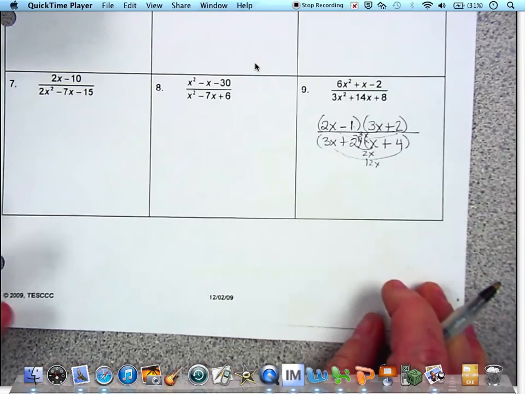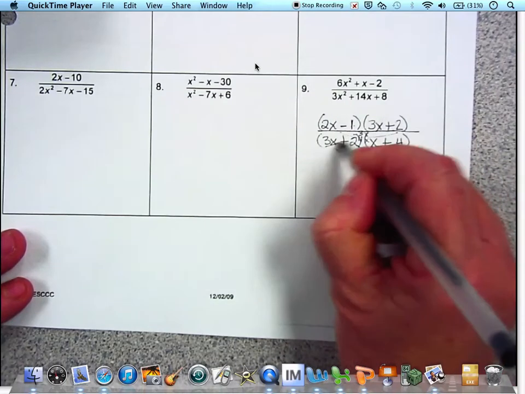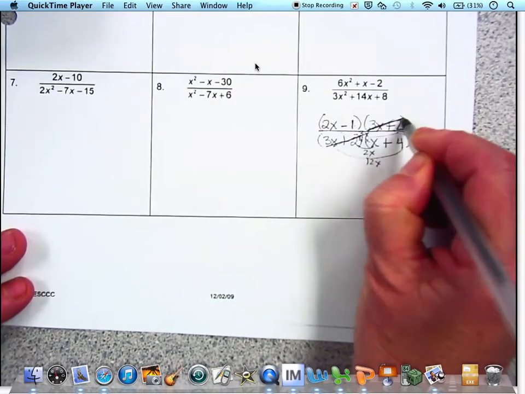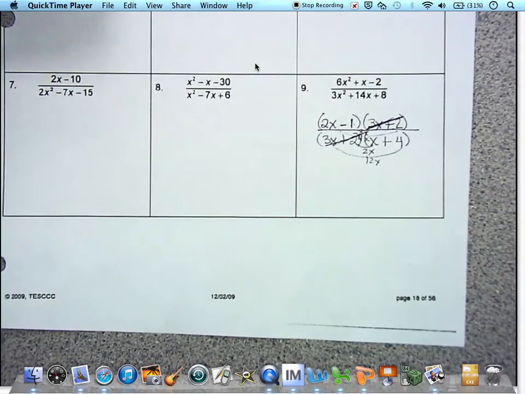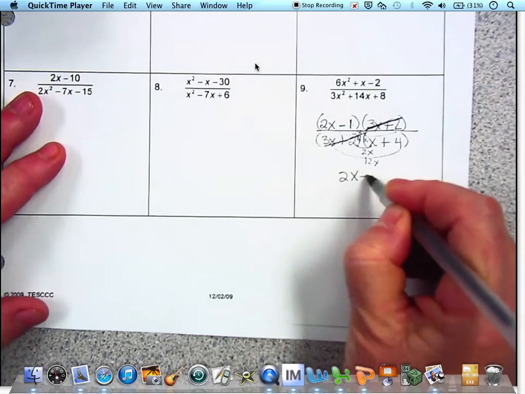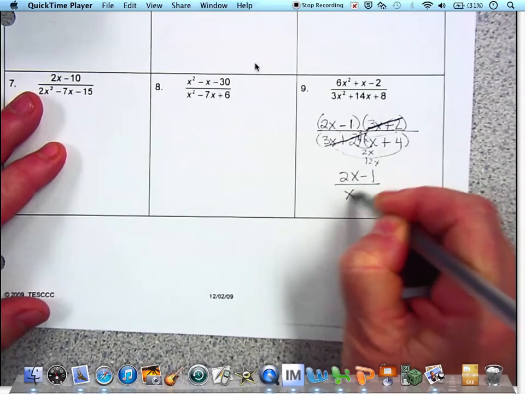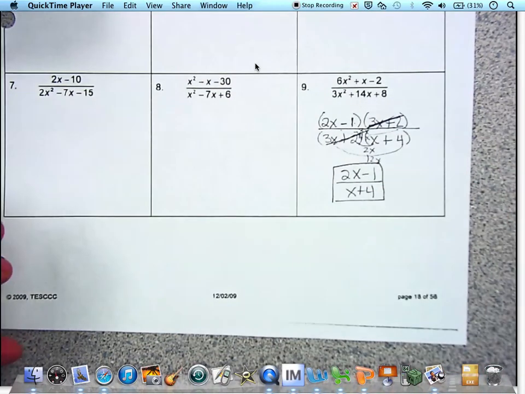Which makes sense because the 3x plus 2 cancels out with the one on the top. Everything on this paper is going to have something that cancels out. So if you get it to where nothing cancels, something's wrong. All right, so we have 2x minus 1 over x plus 4. Now I'm going to let you do the rest of them.